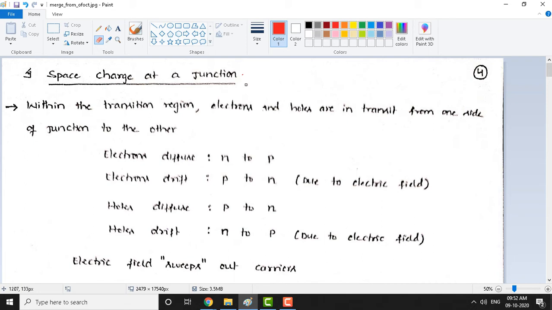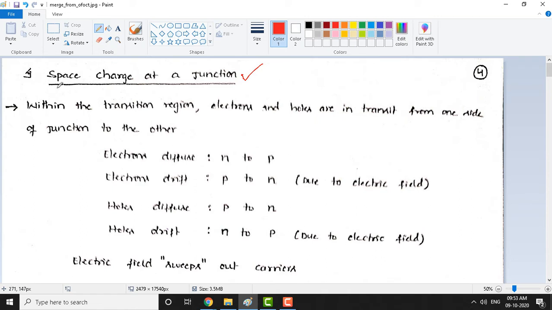Okay, the space charge at a junction. Okay, let me choose. This is a new JPEG file I have created. Space charge at a junction. So we have already used this word many times: the space charge of a junction.